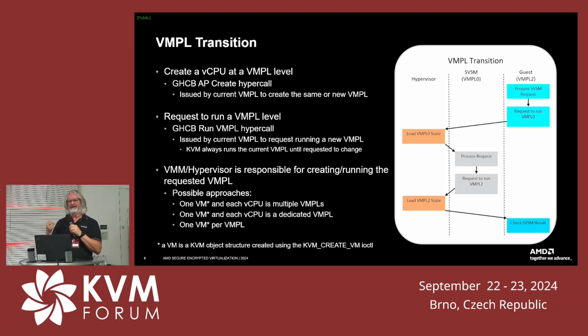You can have a VM where each vCPU in the VM contains all the different VMPL level context. Or we could have a VM where each vCPU is a dedicated VMPL context. Or, and when I say VM, this is a KVM struct, the VM struct that's returned back on a create VM call, you could also have a guest VM that has 1 VM per VMPL level. The picture that I'll show later will make that a little clearer.